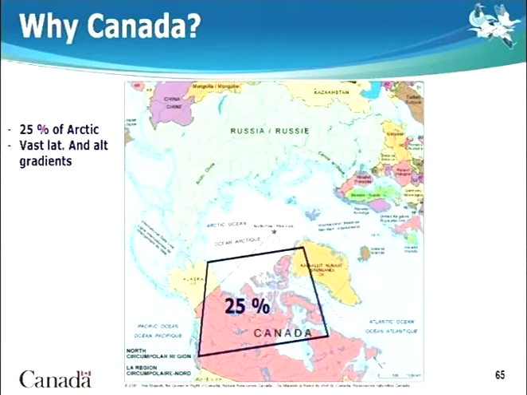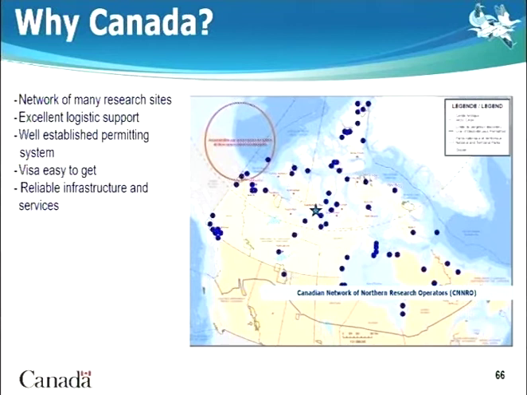Canada, of course, has the advantage of covering 25% of the entire global Arctic. And that's not just any part of the Arctic, it's actually a vast gradient. North to south, it has mountain ranges, and relatively well established infrastructure. It has a network of many research sites. Every blue dot on this map is a research station, which could be as small as a little cabin and as large as the Canadian Arctic Research Station, which was just completed and is a $250 million research facility. You will see some more slides on that.